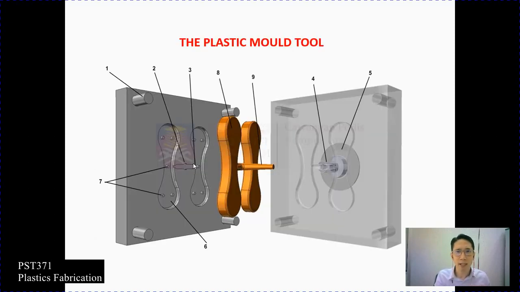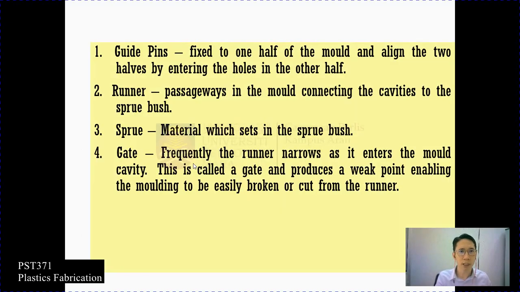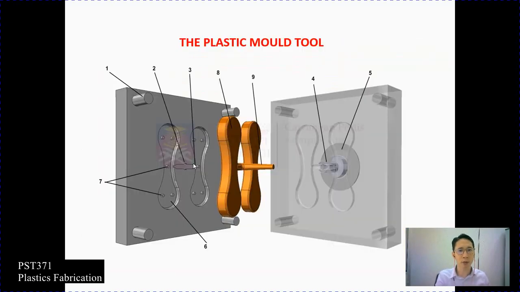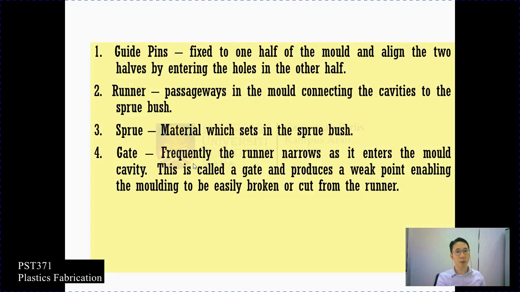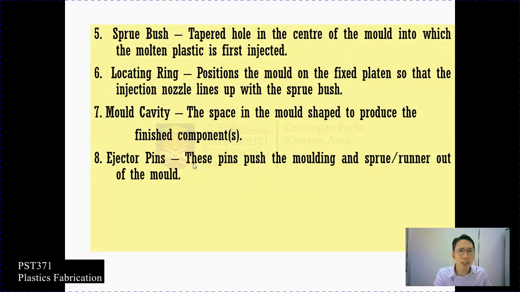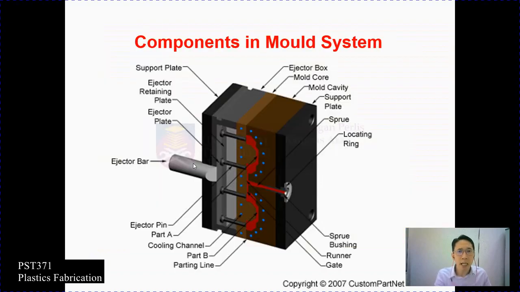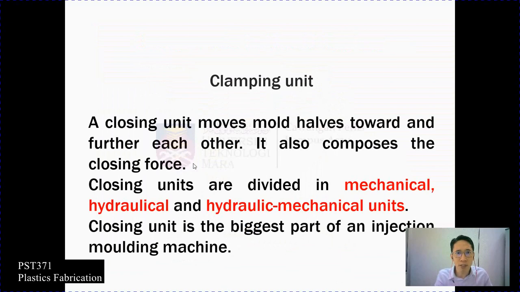Okay, this is the plastic mold tool. Here we have number one, you can go through the illustration. Number one is the guide pin. We have the runner, screw, gates, and then screw bush, locating ring, mold cavity, and ejector pins. This is the components in the mold system itself.